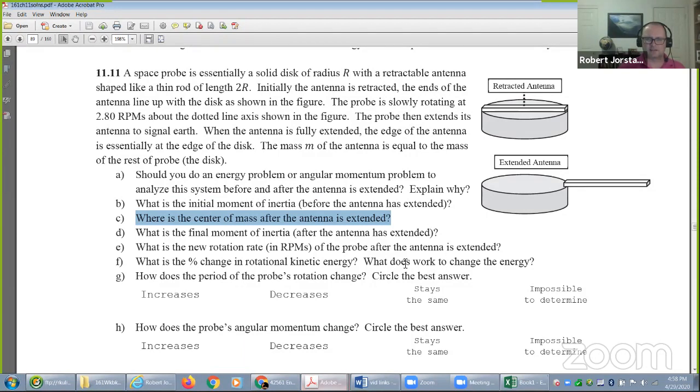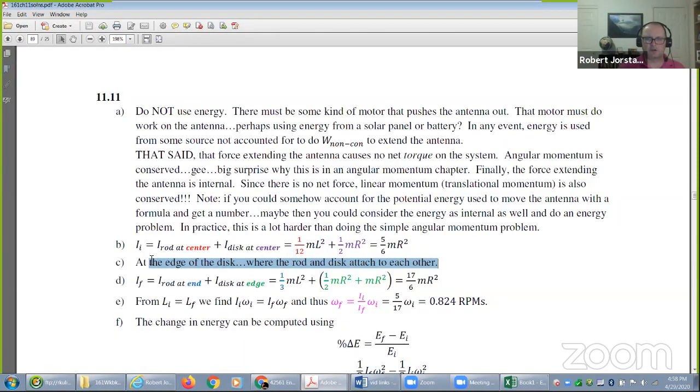So that's at the edge of the disk. Hopefully that explains why. All right. And now let's go back and see the other one. Probably looks like the final moment of inertia. All right, so let's go back and look at that. Final moment of inertia after it's extended.